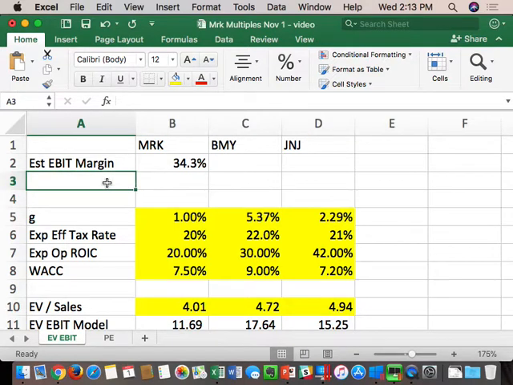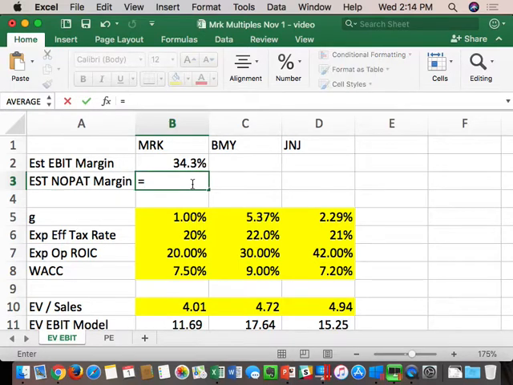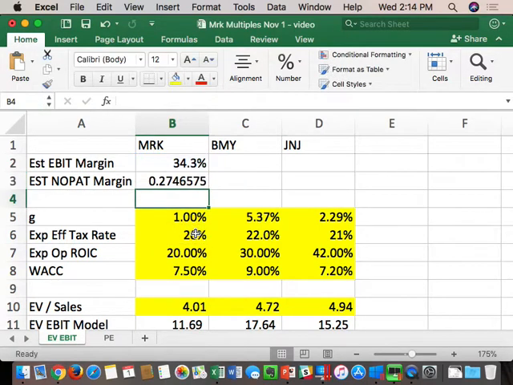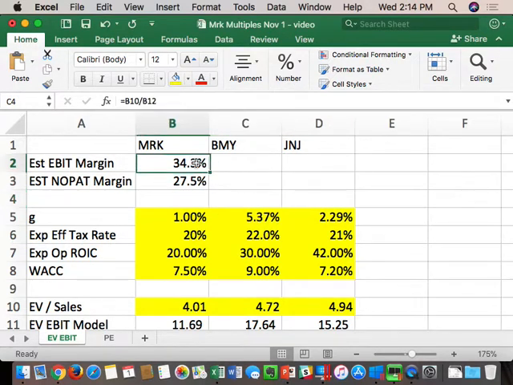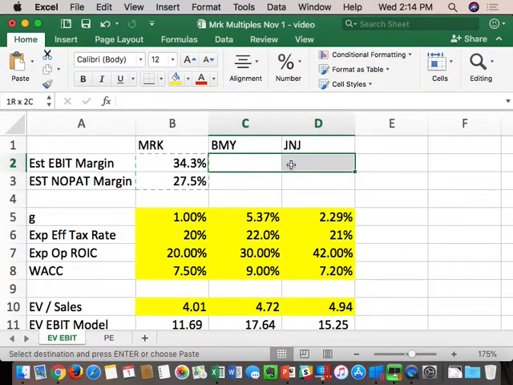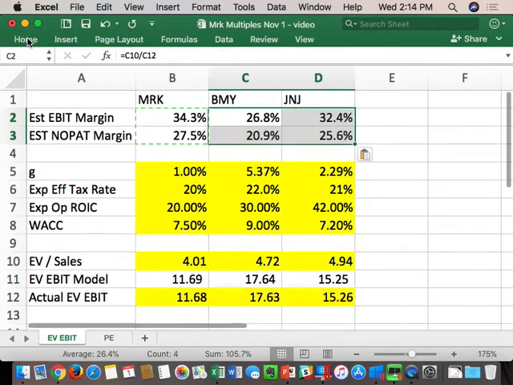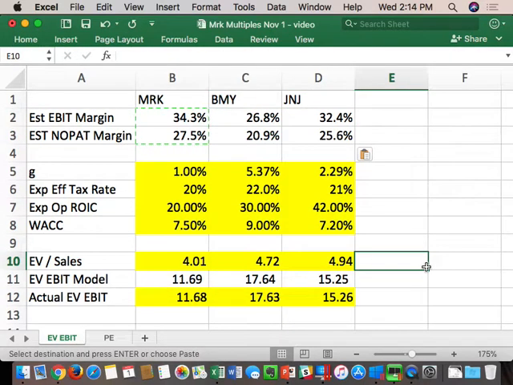So here's the next thing. Estimated NOPAT or NOPLAT margin, which is the after-tax version. Well, we got a tax rate. So if I take my pre-tax margin and I multiply by 1 minus the tax rate, that would be my after-tax margin. So Merck, based on its trading multiples, is expected to have about a 34% pre-tax margin and about a 27.5% after-tax margin. And that would be the two numbers for Bristol-Myers and J&J.